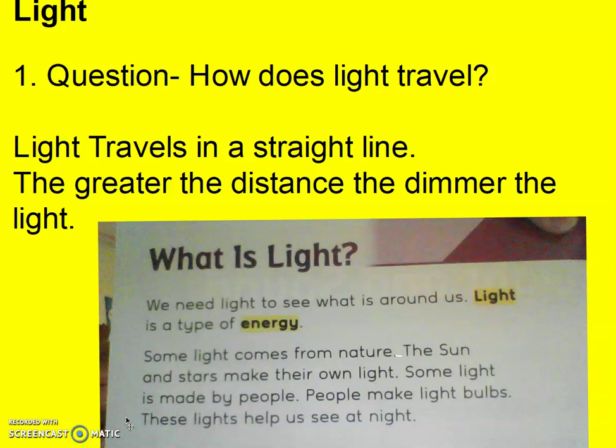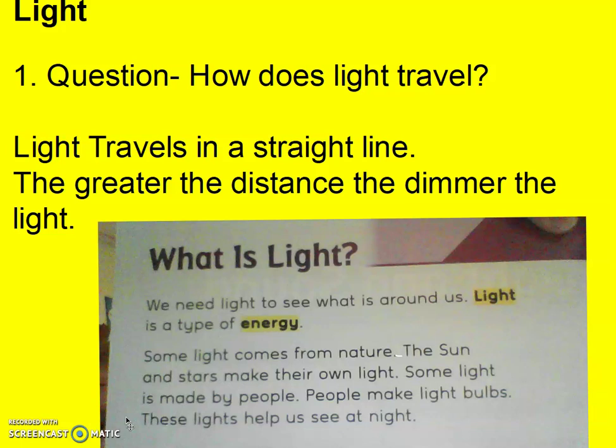Today we're going to be reviewing all the parts of light that you've learned about in the experiments and the learning. So let's get started. Light. The question was, how does light travel? You learned that from the first experiment. Light travels in a straight line. The greater the distance, the dimmer the light. You learned that from the experiment where you move the flashlight closer and further away from the paper.